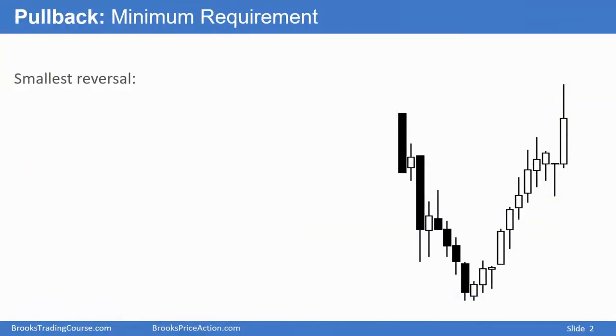In a bull trend, like we have over here, a pullback is when the low of a bar goes below the low of the prior bar. So there are no pullbacks here. This is the first pullback.